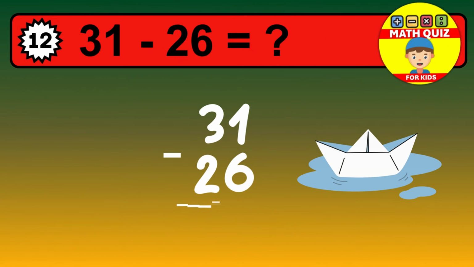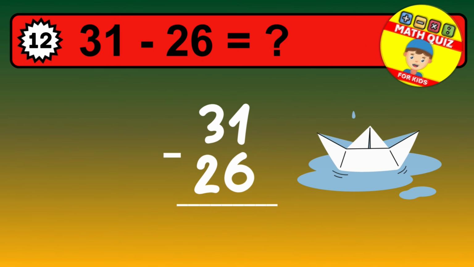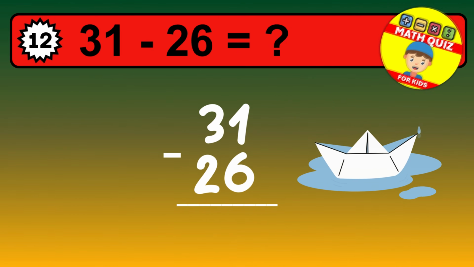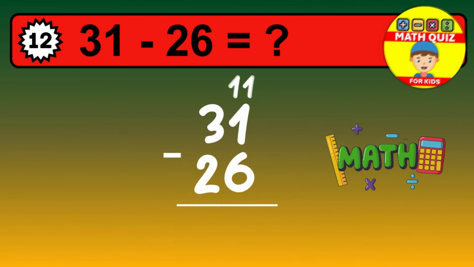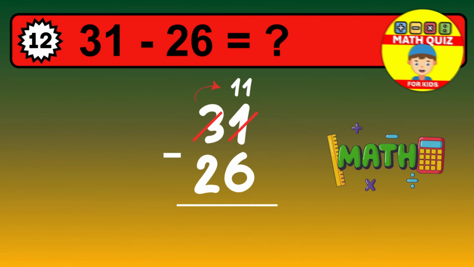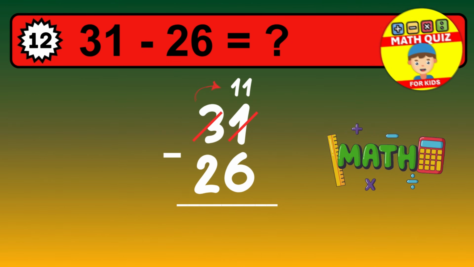Let's solve this step by step. We start with the units. 1 minus 6 is not possible, so we need to regroup. We take 1 ten from the tens column. Now we have 2 tens and the units become 11.